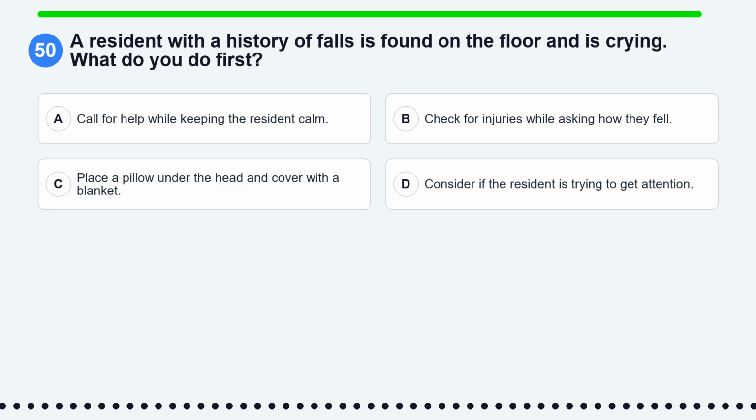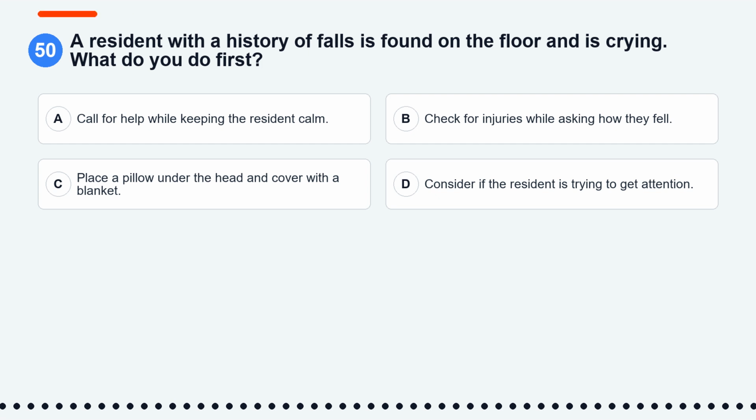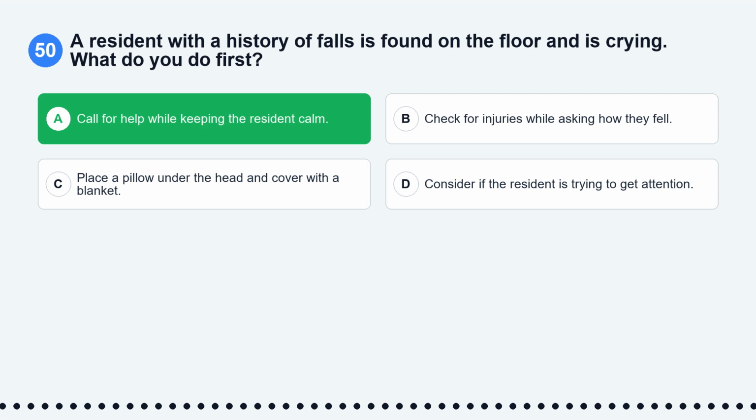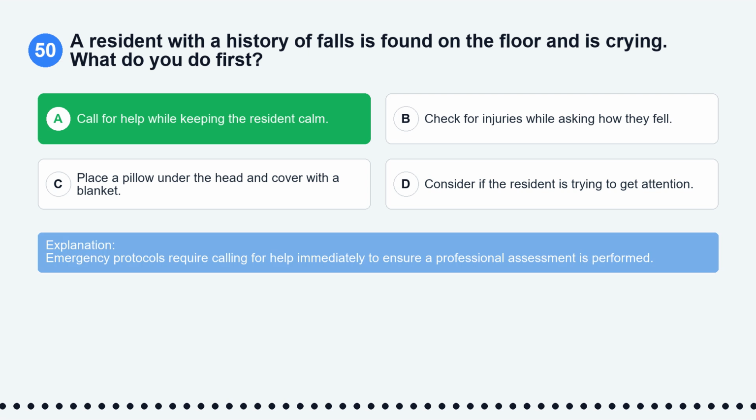Question 50. A resident with a history of falls is found on the floor and is crying. What do you do first? Option A. Call for help while keeping the resident calm. Option B. Check for injuries while asking how they fell. Option C. Place a pillow under the head and cover with a blanket. Option D. Consider if the resident is trying to get attention. The correct answer is option A. Call for help while keeping the resident calm. Emergency protocols require calling for help immediately to ensure a professional assessment is performed.